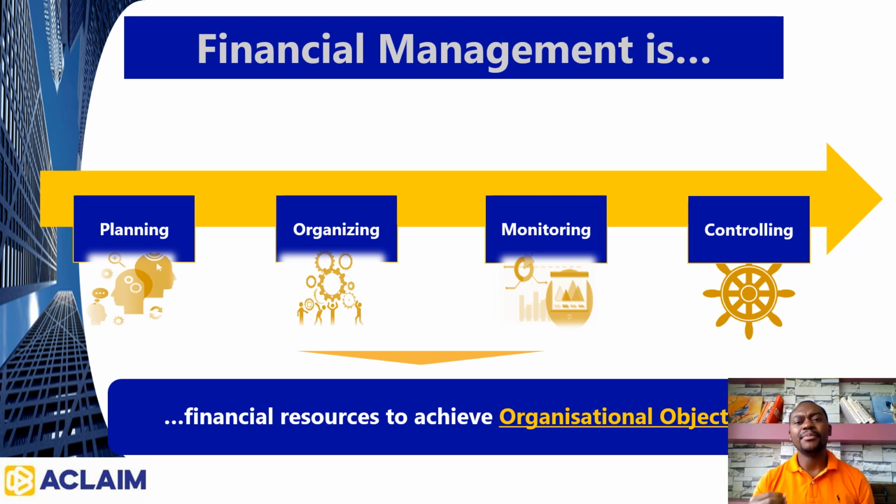And then controlling is about internal controls. Controlling the policies we put in place just to make sure our assets are safeguarded. When we put a lock on the door, that is safeguarding. When you put a password to access a particular lock, that is safeguarding. Those are internal controls. So planning, organizing, monitoring, and controlling financial resources to achieve organizational objectives. And we should look a little bit into each of these.